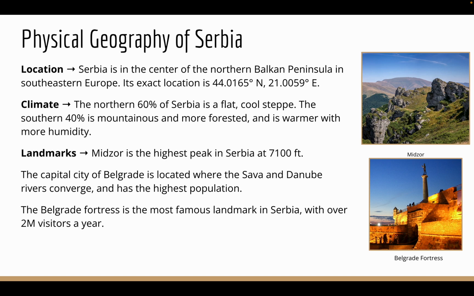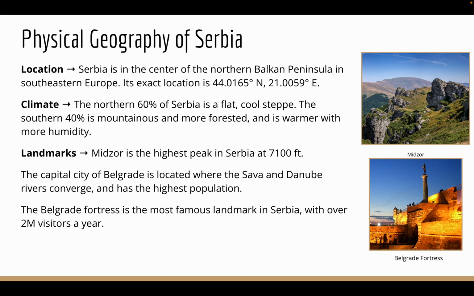Some physical geography of Serbia. So, the location of Serbia is that it's in the center of the northern portion of the Balkan Peninsula, which is in southeastern Europe. Its exact coordinates are listed there. The climate of Serbia is mainly split into 2 parts. The northern 60% of Serbia is flat, arid, and cold, whereas the southern 40% is a lot more mountainous, more forested, and it's a lot warmer and more humid.